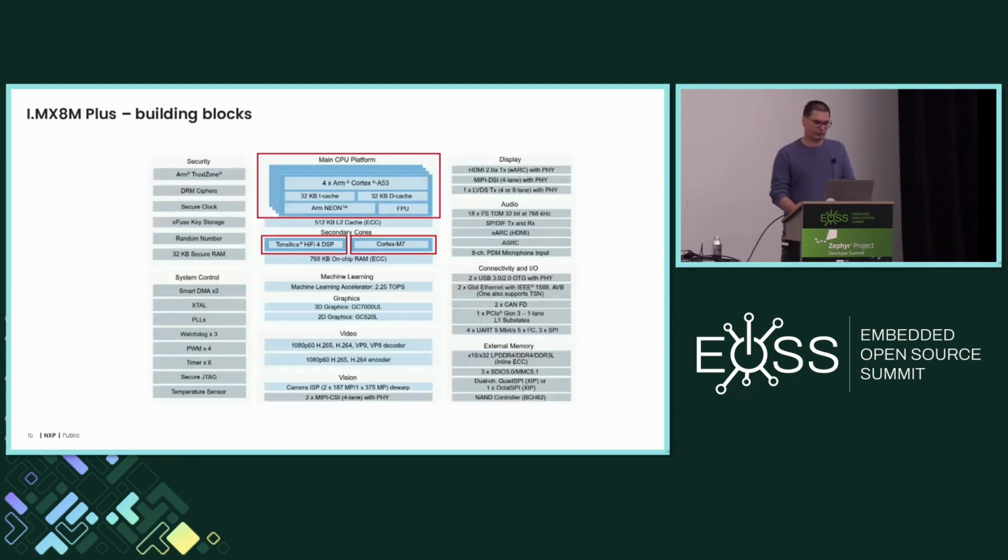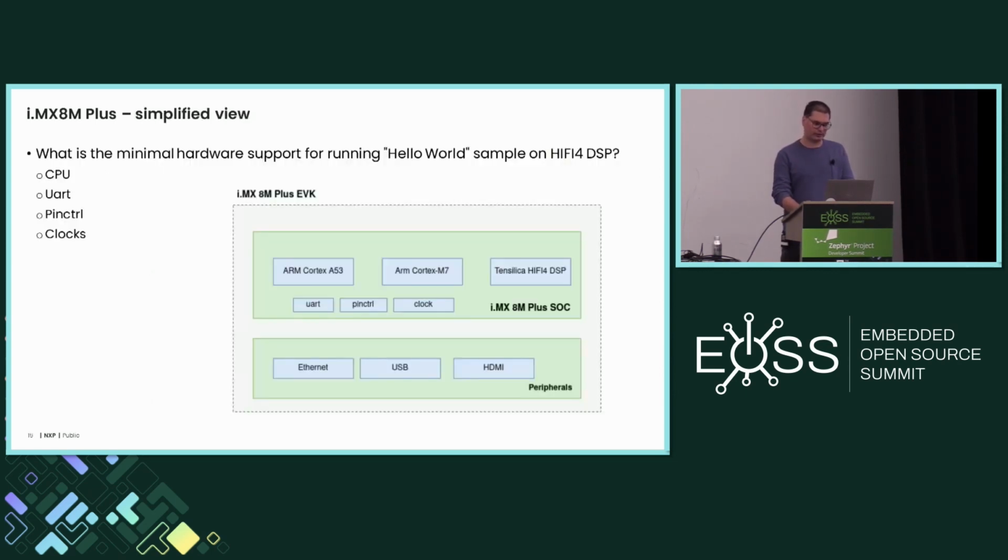Now let's look at the building blocks. As you can see here, we have the main CPU with the Cortex. We have the secondary cores with the M7 and the DSP. And the rest are just IPs that are on the SoC, like the audio interfaces, PDM, DMAs, and everything one needs to have an actual non-trivial application there, and some peripherals. And we simplify this further by showing the evaluation kit that has a SoC and the peripherals.